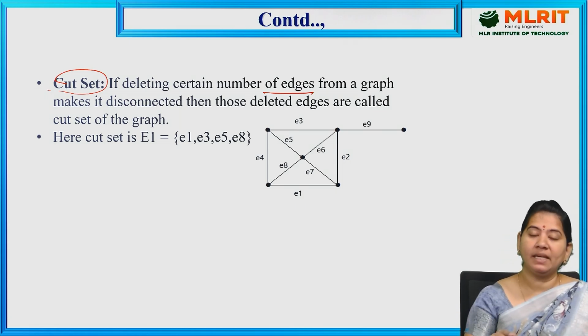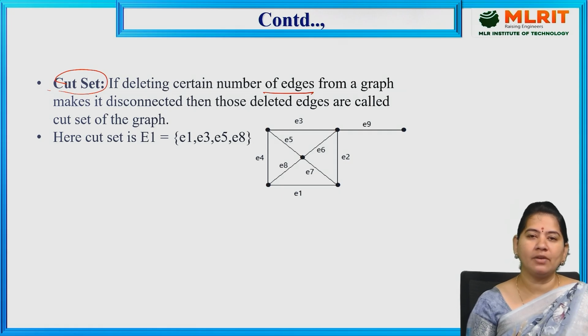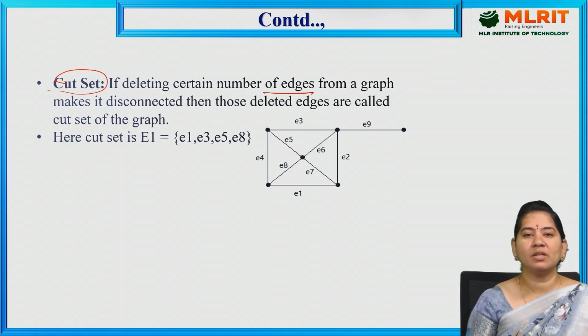So deleting a certain number of edges. It's not possible for some graphs to remove only one edge and make them disconnected. So with the removal of multiple edges, some set of edges, if I can make the total graph disconnected, that is called a cut set.